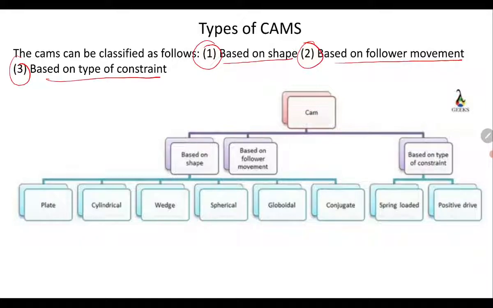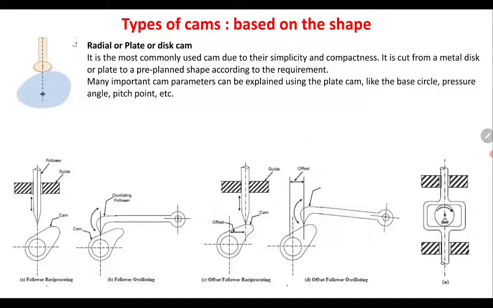So cam is classified into this important class based on the shape. We can have plate type cam, cylindrical cam, wedge cam, spherical cam, globoidal cam and conjugate cam. So let us see one by one the types of cam based on the shape.